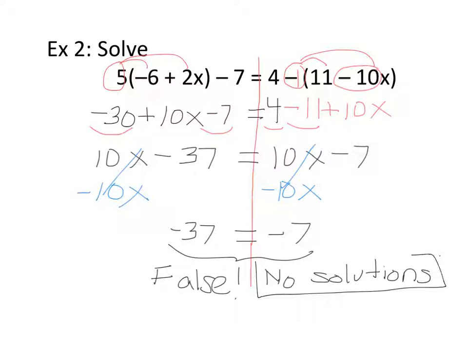If you don't want to write out the words no solutions, you could actually write what's called the null set or the empty set, which looks like a 0 with a line through it. That just means there are no solutions to this equation.